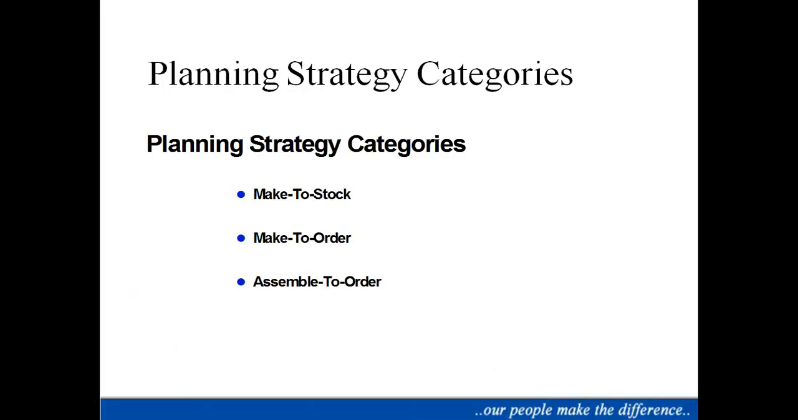So what are the different planning strategies? It can be make to stock, it can be make to order, it can be assemble to order, or it can be a combination of all those things that come into the planning strategy categories, Chandra.